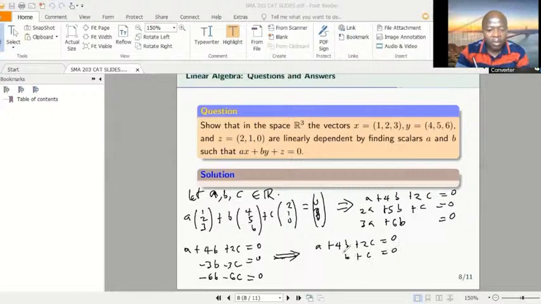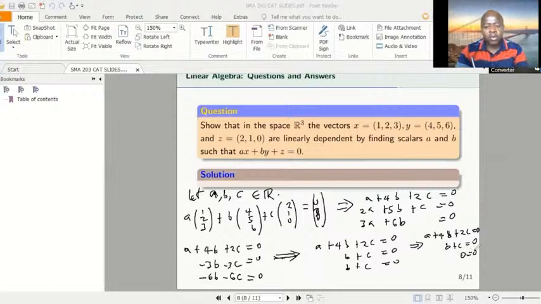But now I want to use this to create a 0 here. So now using this b to create a 0 here, I would have a plus 4b plus 2c is 0, and this other one will be b plus c is 0. And when I subtract the third equation minus the second equation, 0 is 0. Now, the last row here tells me that this system has infinitely many solutions.